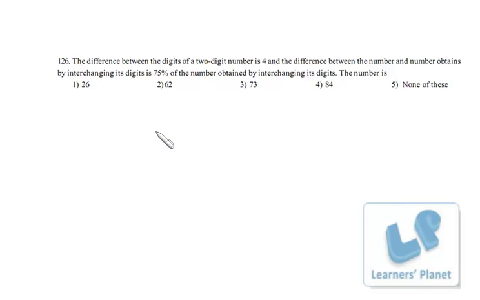Now I just consider the 2-digit number to be xy, right? Here x and y are digits, do not multiply them. Here xy is the 2-digit number, and the number obtained by reversing the digits is yx. Now the difference between these two is 75%, that is 3/4, of the number obtained by interchanging its digits. Okay, so this is how we can write down the statement. Now observe one thing very carefully. xy is a 2-digit number, yx is also a 2-digit number.